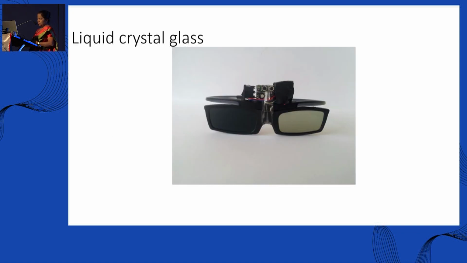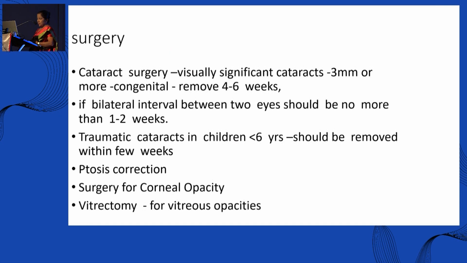And this is how the liquid crystal glass looks. And when you come to surgery, cataract surgery, they are saying when there's a visually significant cataract, which is 3 millimeters or more wide, and it can be a congenital cataract, we remove the cataract within 4 to 6 weeks. And if the cataract is bilateral, and you are not going to do surgery in one go, then the interval between the two should be less than 1 to 2 weeks. So it should not be more than 1 to 2 weeks. And traumatic cataracts in children who are less than 6 years old should be removed within a few weeks.